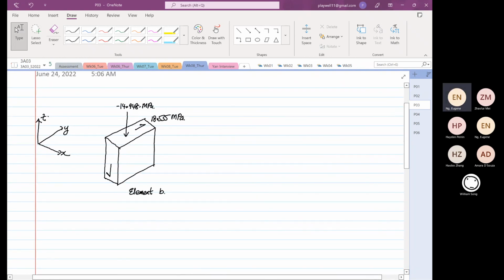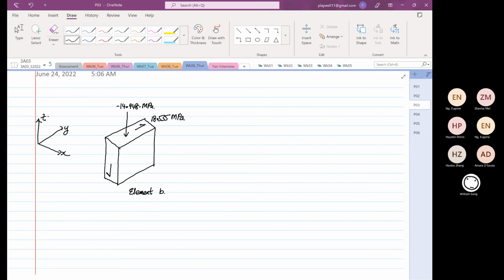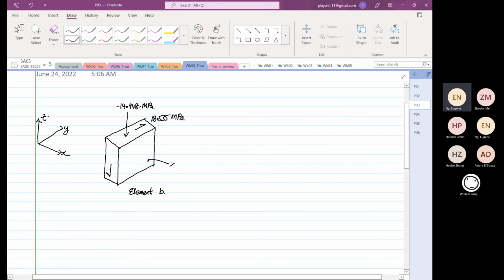Element B is similar to element A in some context. So how to label the points X, Y, and Z? This surface over here is your point X. This surface over here is your point Y, and this surface over here is our point Z.